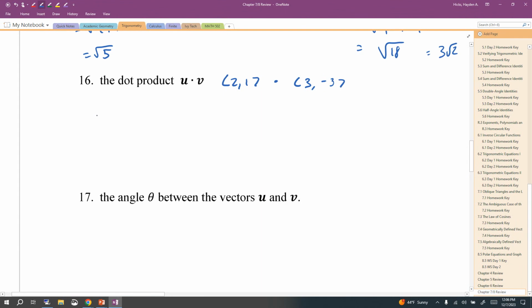What's 2 times 3? 6. What's 1 times negative 3? Negative 3. And what's 6 plus negative 3? 3. It's not very bad, right?